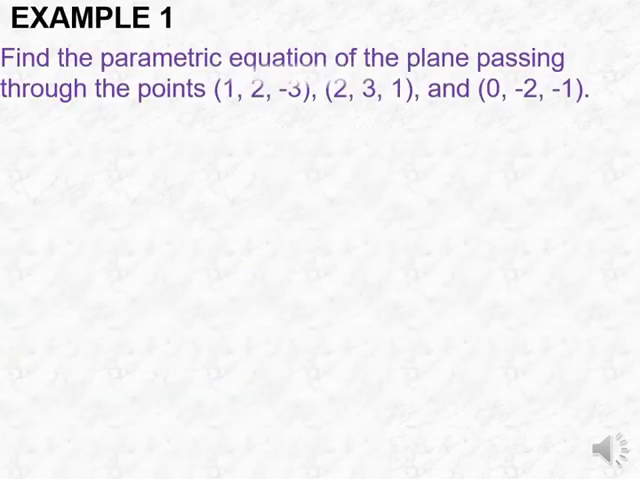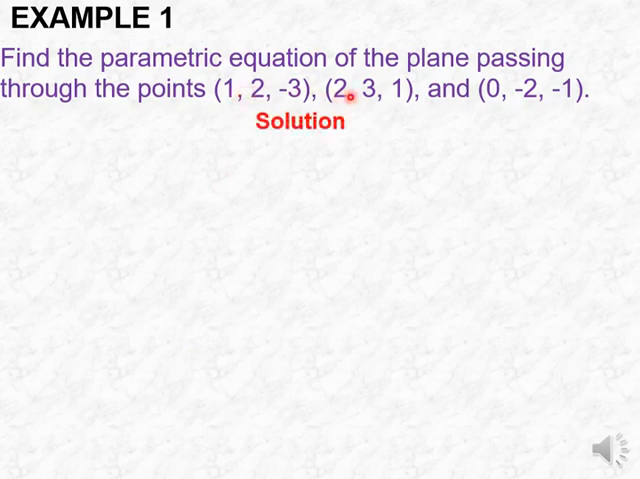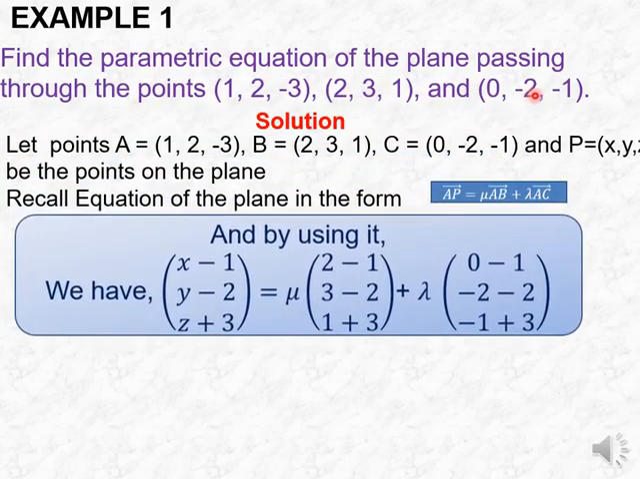Now let us try out some example. Find the parametric equation of the plane passing through the points (1, 2, -3), (2, 3, 1), and (0, -2, -1). So we are going to assume the first one to be point A, the second one to be point B, the third one to be point C, and then we let some unknown point P be (x, y, z).